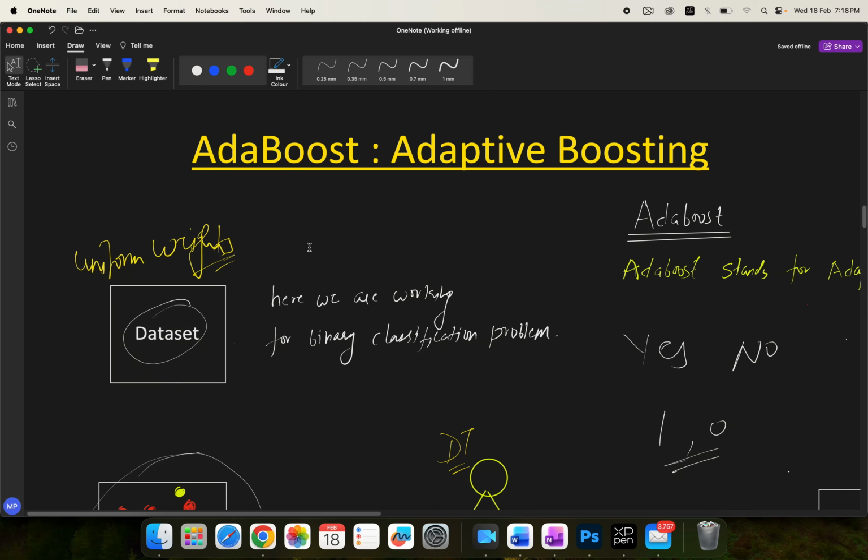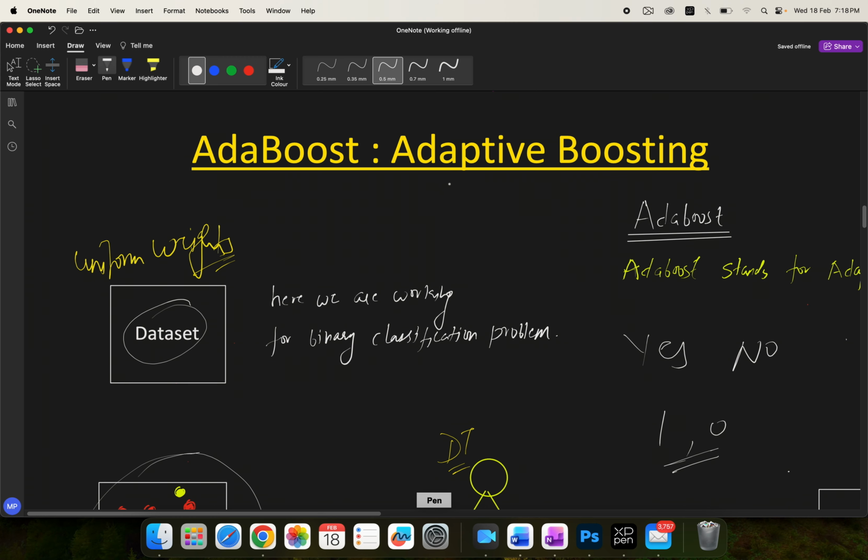So hi guys, welcome. Today we will be talking about what is AdaBoost and what are its advantages. How can we use AdaBoost in real world applications? So what is AdaBoost? AdaBoost basically stands for adaptive boosting, as you can see.